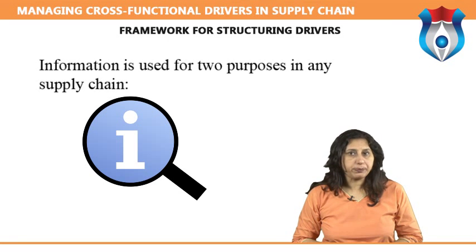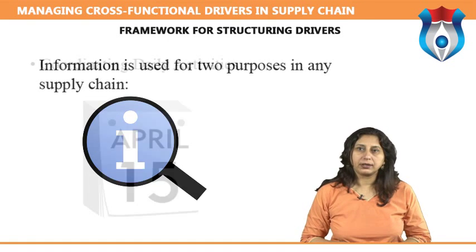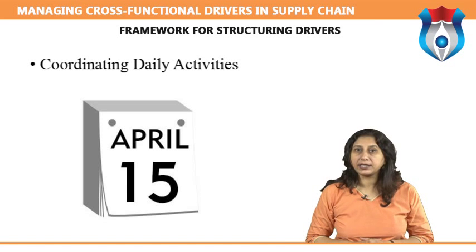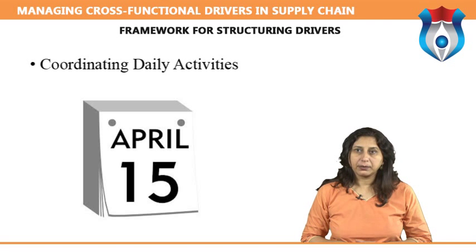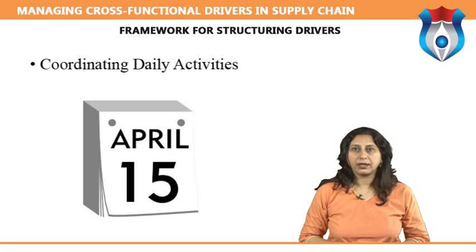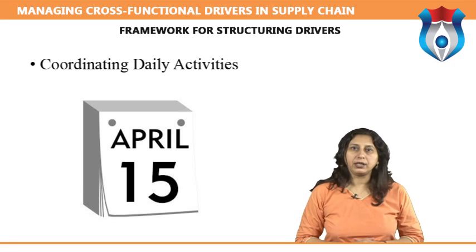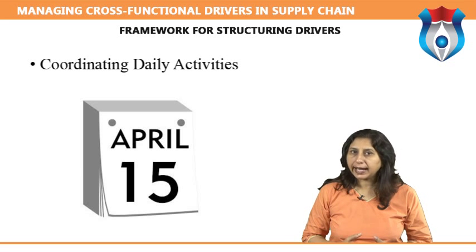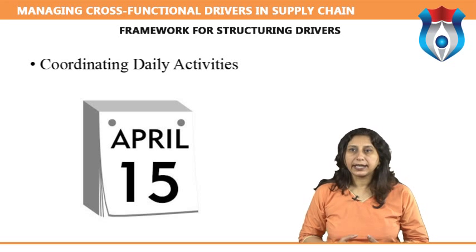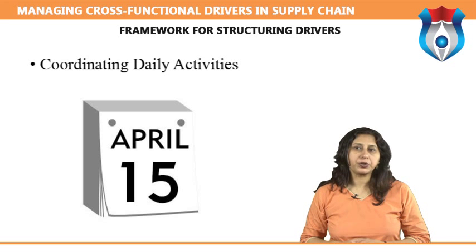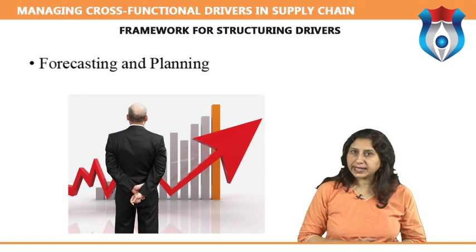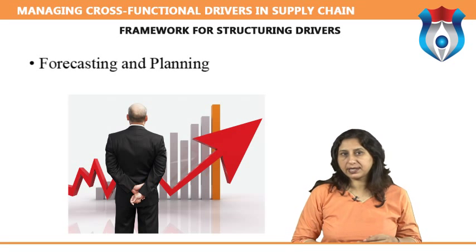Information is used for 2 purposes in any supply chain: coordinating daily activities related to the functioning of the other 4 supply chain drivers: production, inventory, location, and transportation. The companies in a supply chain use available data on product supply and demand to decide on weekly production schedules, inventory levels, transportation routes, and stocking locations, forecasting and planning to anticipate and meet future demands.